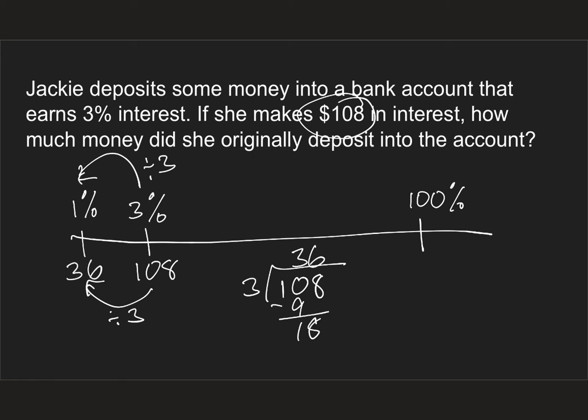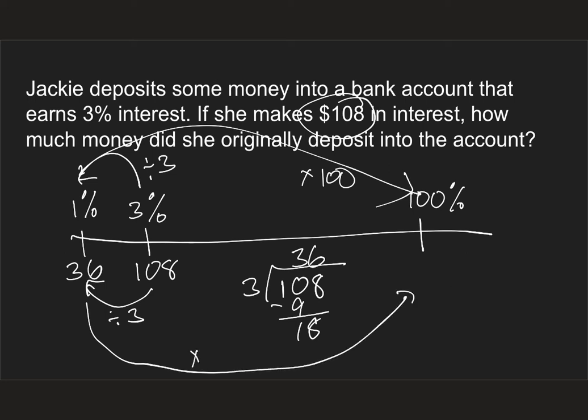How do we move from 1 all the way to 100? Times by 100. And 36 times 100? You just add on 2 zeros, or 3,600. And there you go. So Jackie put $3,600 into the account. Good job. Thank you, Libby, for including the dollars. And she earned $108 in interest.